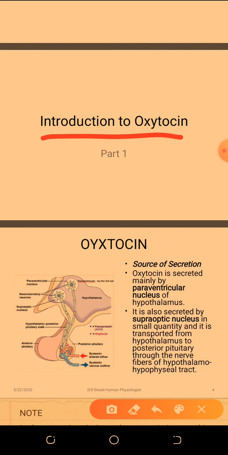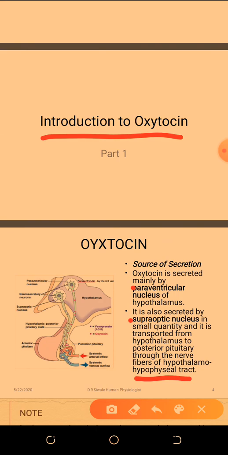This hormone is secreted from the hypothalamus by what we call the paraventricular nucleus, a group of cell bodies located in the hypothalamus. But it is also secreted by the supraoptic nucleus in small quantities, and it is transported from the hypothalamus to the posterior pituitary through a nerve fiber of the hypothalamo-hypophyseal tract. Hypophyseal means pituitary. That's why the posterior pituitary is called the neurohypophysis, and the anterior pituitary gland is called the adenohypophysis.